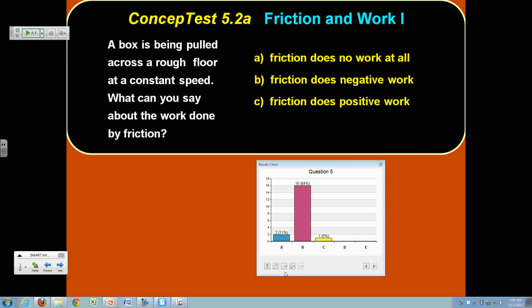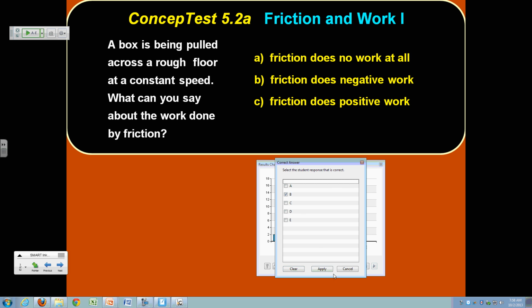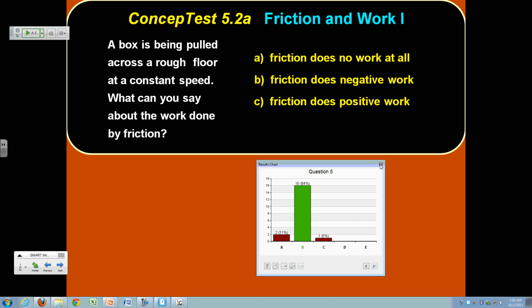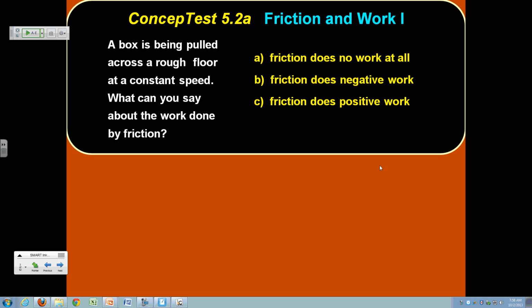Very good. It's B. And the reason for that is that almost always our kinetic frictional force, our static frictional force, or whatever, our frictional force is opposite the direction of motion, and that's clear in this case that it's opposite the direction of motion. So I have a box, it's moving in this direction across the floor, so my displacement is in that direction, but my kinetic frictional force is in the opposite direction. So that angle theta is 180 degrees, and so the work is negative.